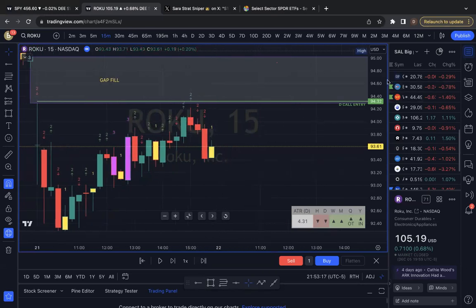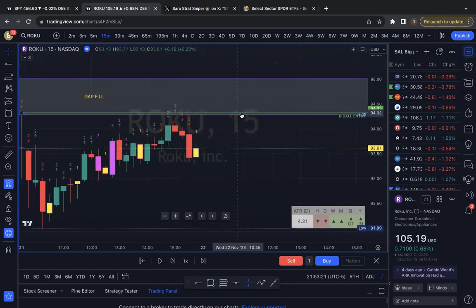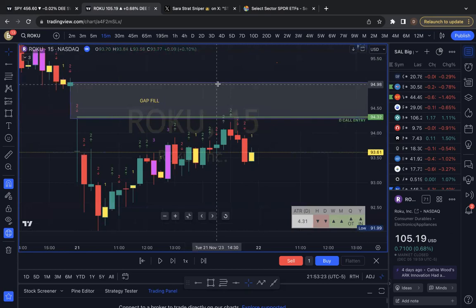But somebody said, can we look at it on a 15? I'm gonna show y'all what this looks like on a 15-minute, just so y'all can see. So this is our daily call entry. We got a gap right here.